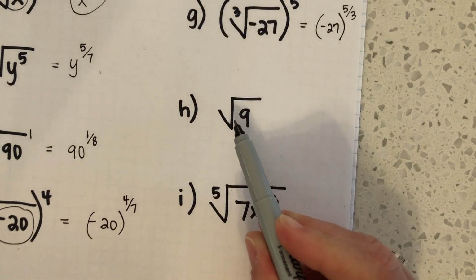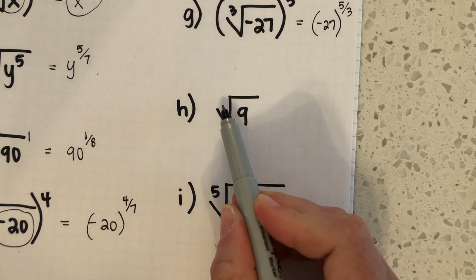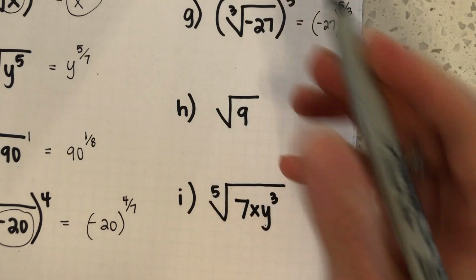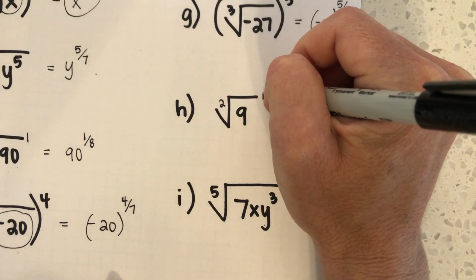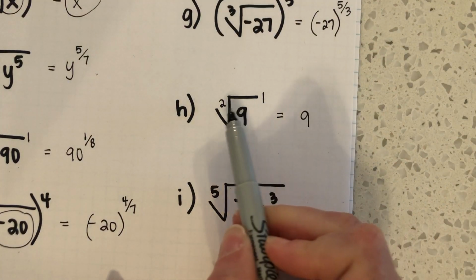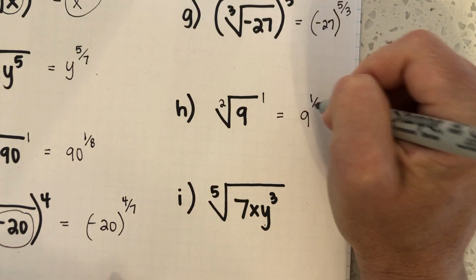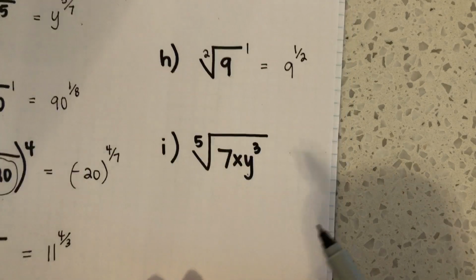All right, look at this one. Guys, think about how you would say this. This is the what root of 9? This is the square root of 9. So the root is 2, and the power is assumed to be 1. So take 9 out, and we're going to raise it to the power over root, 1/2 power. Okay?